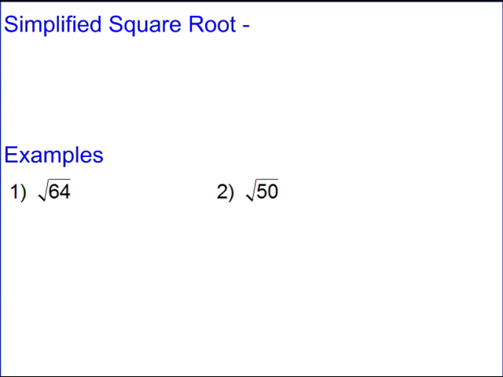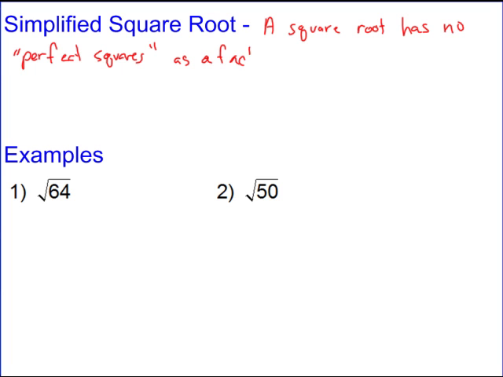A simplified square root happens when a square root has no, and this is a new word for you, perfect squares as a factor. And a perfect square is a number that is a square of some integer. So like 4 is a perfect square because it's equal to 2 squared. You can go through and write all the perfect squares out. 1 squared is 1, so 1 is a perfect square. 2 squared is 4, so 4 is a perfect square. 3 squared is 9, so 9 is a perfect square.